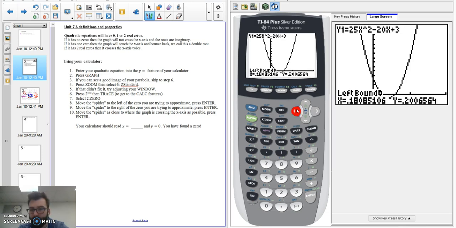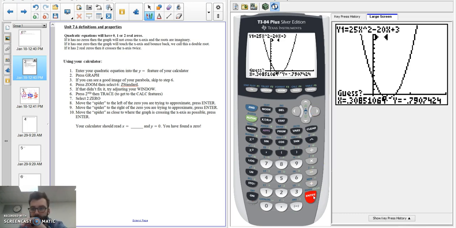So the root that I'm looking for, I'm going to do my first one as my left root. So I want this Spider-Man to be on the left side of my function. So it says left bound, so that means the spider should be on the left. Press enter. Now it says right bound, so I want my Spider-Man to be on the right of where I think that actual 0 is.